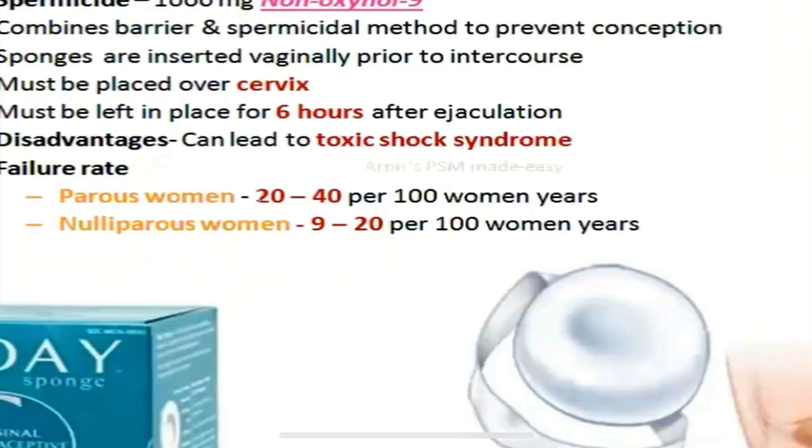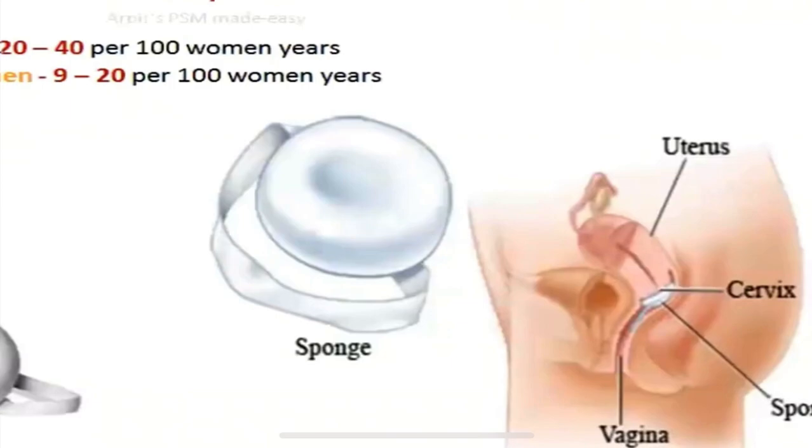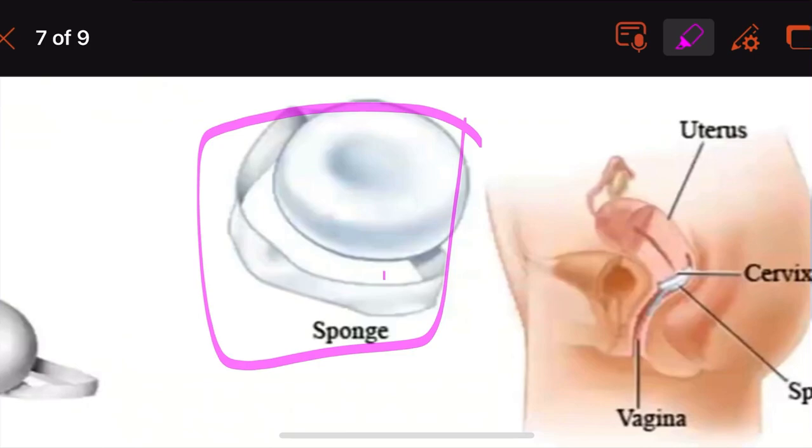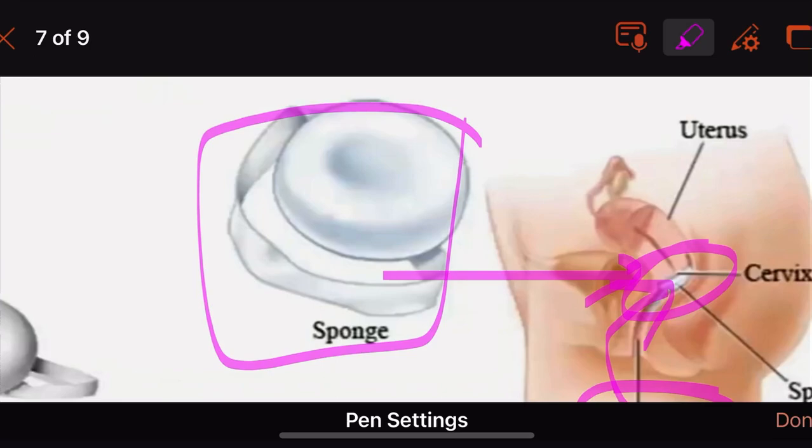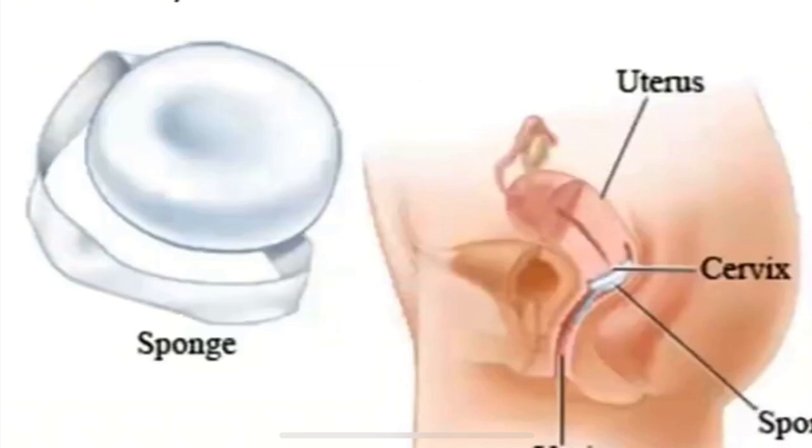The sponges are inserted vaginally prior to the intercourse. So we can see that this sponge has been inserted vaginally to prevent the conception. It is done prior to the sexual intercourse. It must be placed over the cervix. So we can see that it has been placed over the cervix.